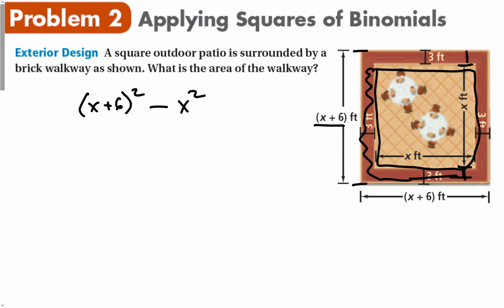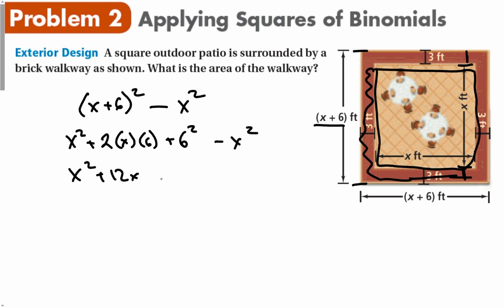And again, if I wanted to, any of these problems, I could always write them as x plus 6 times x plus 6 and then use the FOIL method. The point is to try to use this method of squaring a binomial just to make things a little bit easier. x squared plus 2 times x times 6 plus 6 squared, and then of course minus this x squared over here. x squared plus 12x plus 36 minus x squared, which cancels with this one to give me 12x plus 36. Okay, that's the area. It's got a variable. You know, what are you going to do?